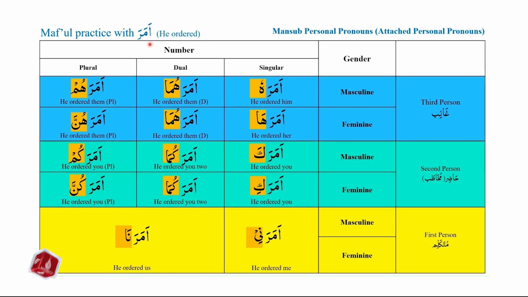Amara. Amara means he ordered or he commanded. Amarahu, amarahuma, amarahum. Amaraha, amarahuma, amarahunna. Amaraka, amarakuma, amarakum. Amaraki, amarakuma, amarakunna. Amarani, he ordered me. Amarana, he ordered us.